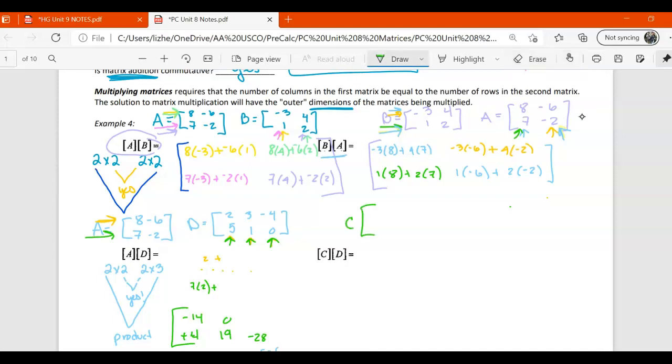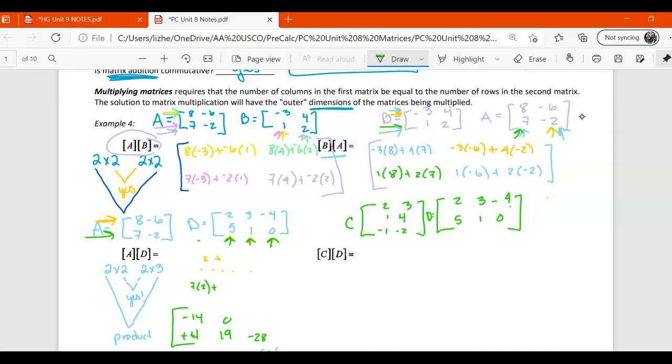C is 2, 3, 1, 4, negative 1, negative 2. And D is 2, 3, negative 4, 5, 1, 0. And I know I already had D here, but I like to write it in the right order that I'm multiplying so I do not get lost. You can get lost on these, so just be aware.